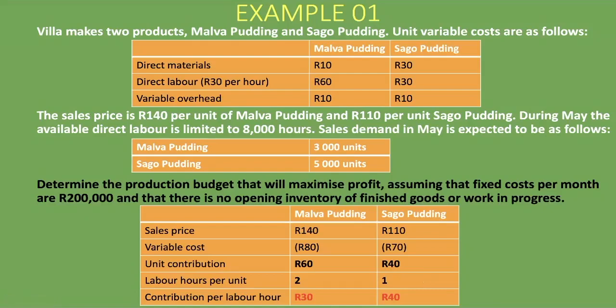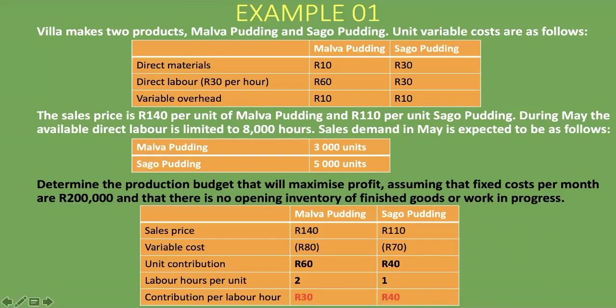So we have just done step 2. Step 2 required us to rank them. Step 2 required us to get the contribution per unit of limited resource, which was labor hour, and we have just done that. So we know that Sago pudding provides us with a higher contribution per labor hour than Malva pudding. So what does this mean?